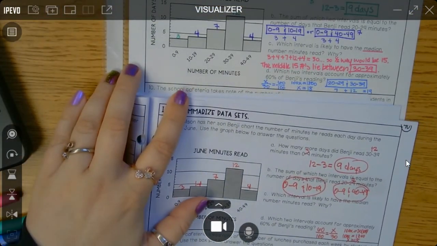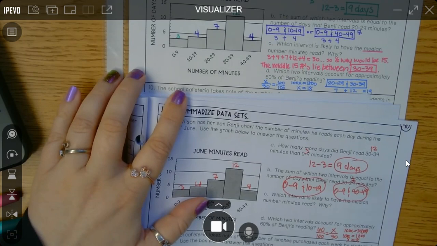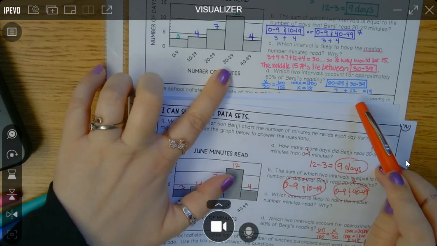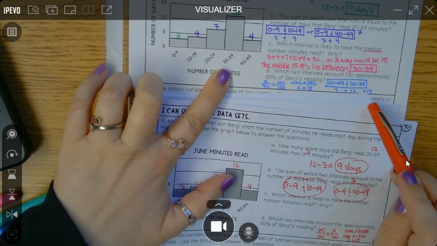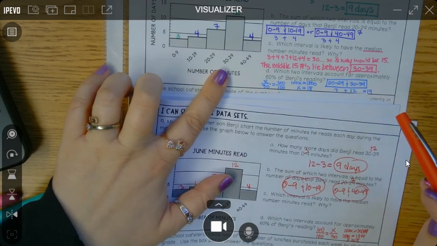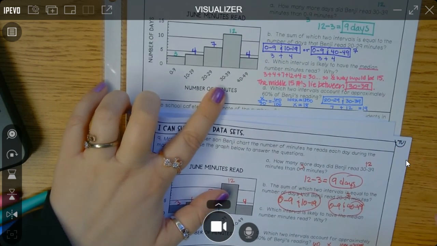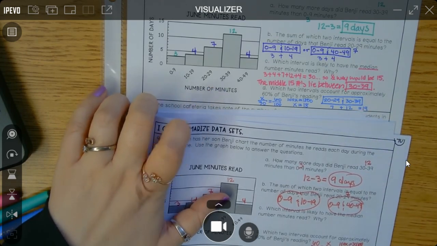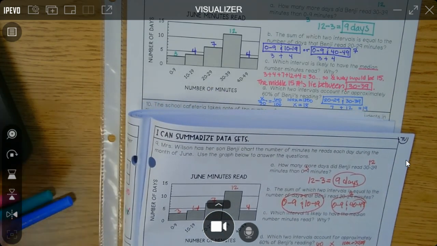You should have put intervals 20 to 29 and 30 to 39, because at 20 to 29 there was 7, and at 30 to 39 there was 12, and 7 plus 12 equals 19. We said 18, but that's why it said approximately that much, because there is no two together that add to 18, but that's close enough. Moving right along, aren't we?